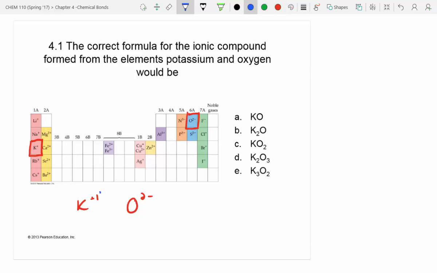If you remember that trick I showed you, this is going to be moved to that suffix, and this is going to be moved to that suffix, which means the overall molecular formula should be what? Yeah, K2O. Okay, which means that B has got to be the right answer here.